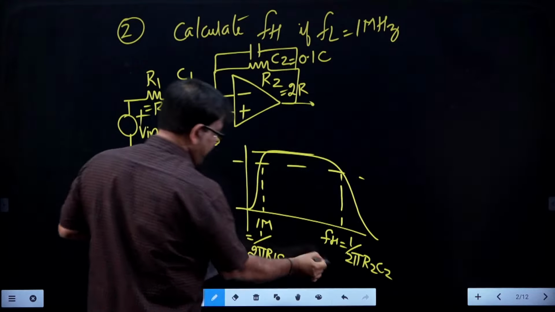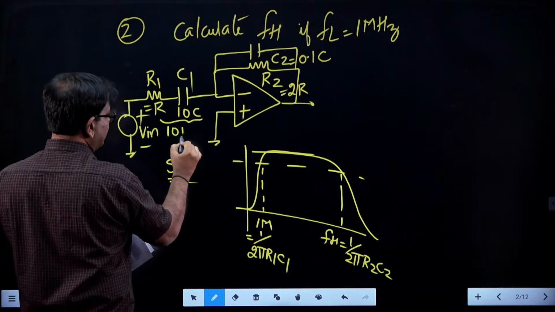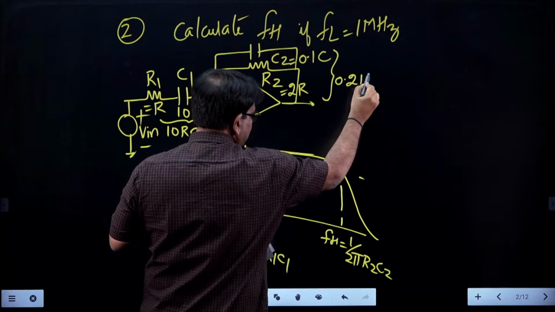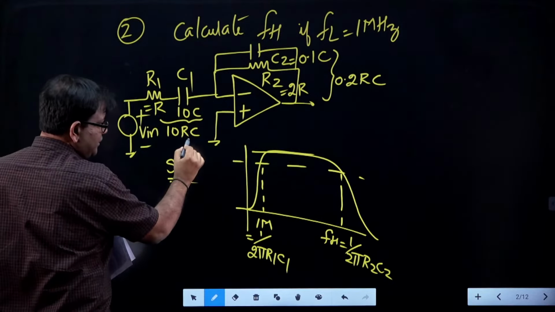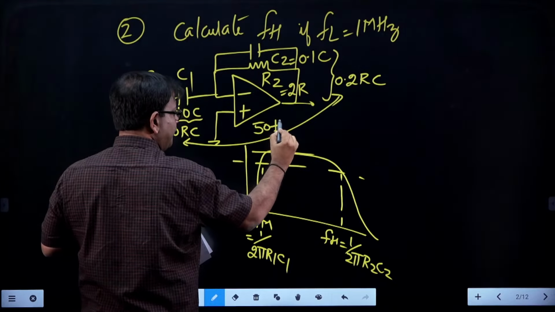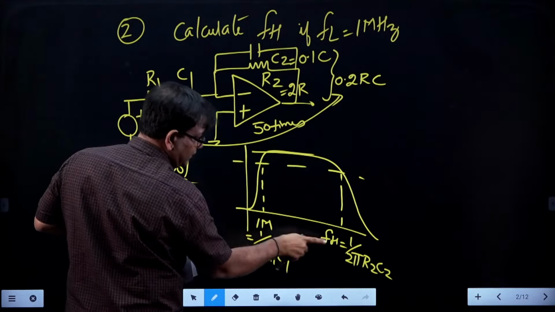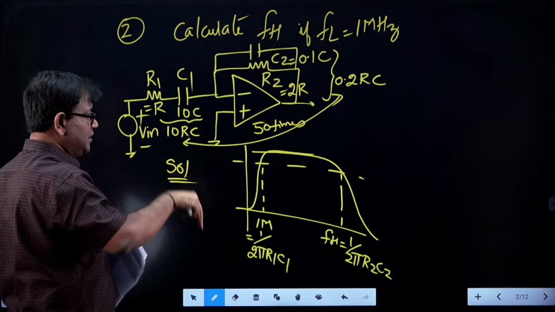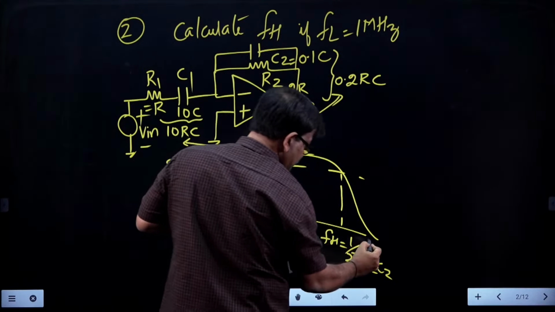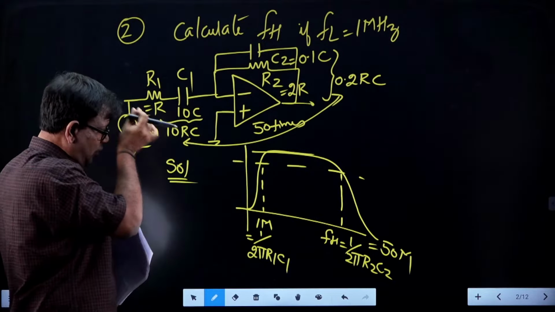Now, if you wish you can calculate, but by comparison this is 10 RC, and this product is 0.2 RC. So, what do you mean by this? You can see the difference between these two is 50 times less. So, from here to here this is 50 times less. So, now the inverse is the answer should be 50 times more. FL is 1 mega, so this should be 50 mega. If you wish you can calculate, but it is a simple logic here.